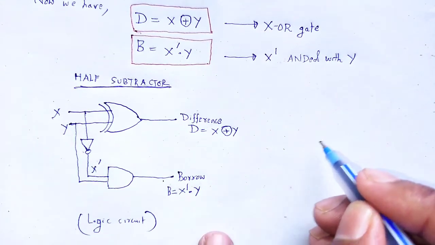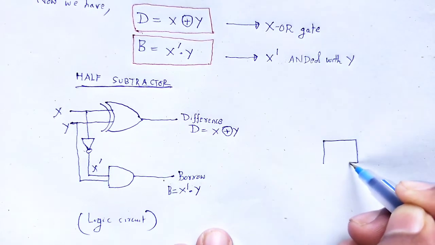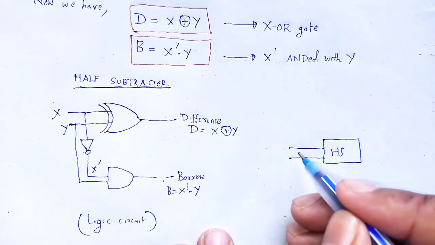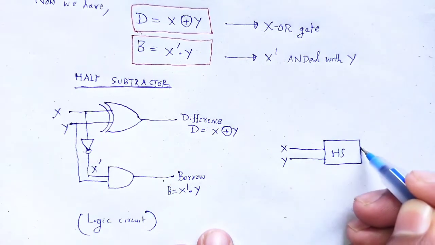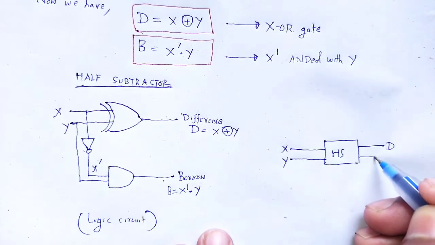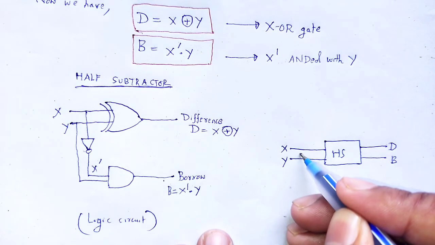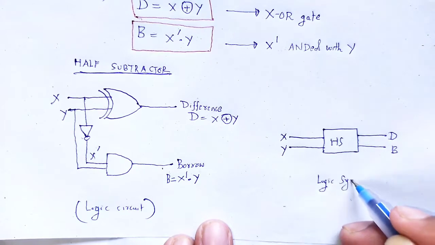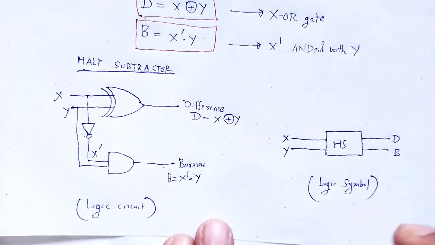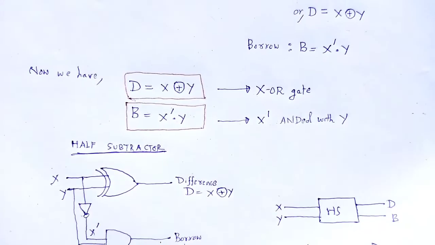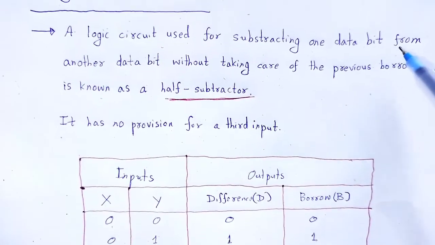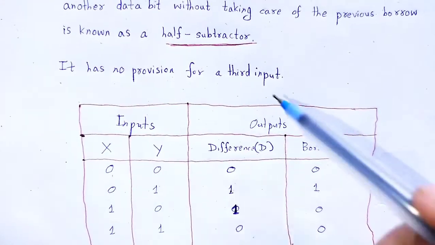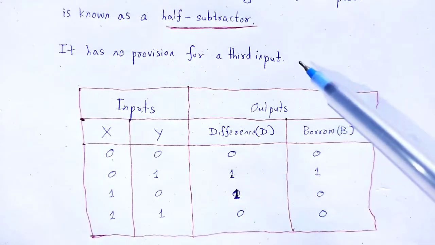In logic symbol, a half subtractor has two inputs, x and another input y, and outputs difference and borrow. That is the input, that one is the output. This is the logic symbol for a half subtractor. In case of half subtractor, we perform the subtraction of one bit from another data bit without taking the previous borrow, and there is no provision for a third input.